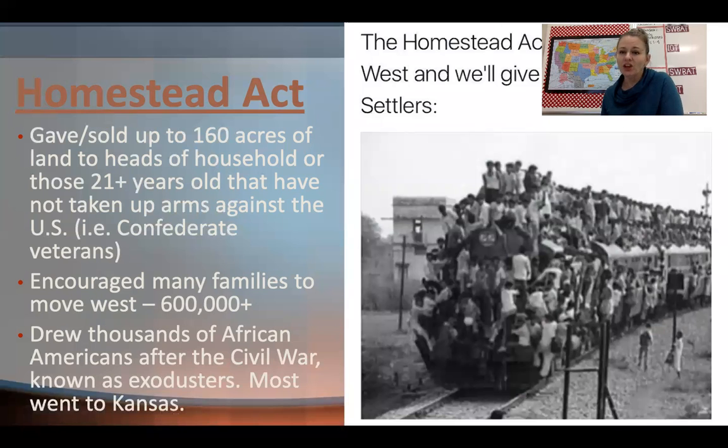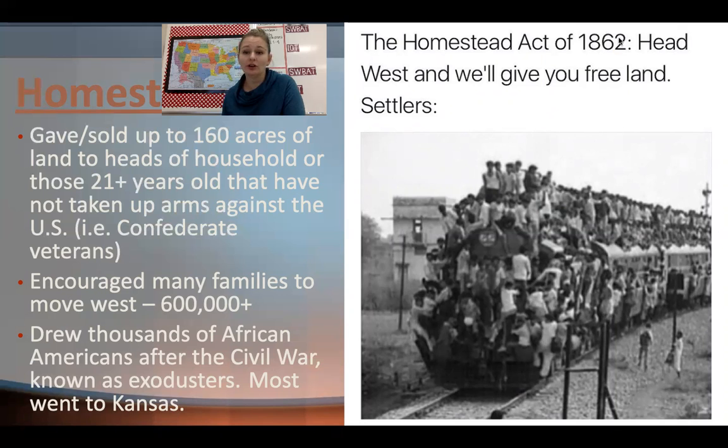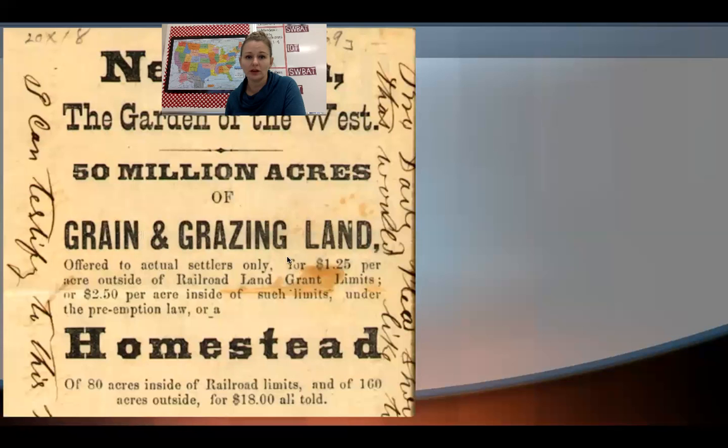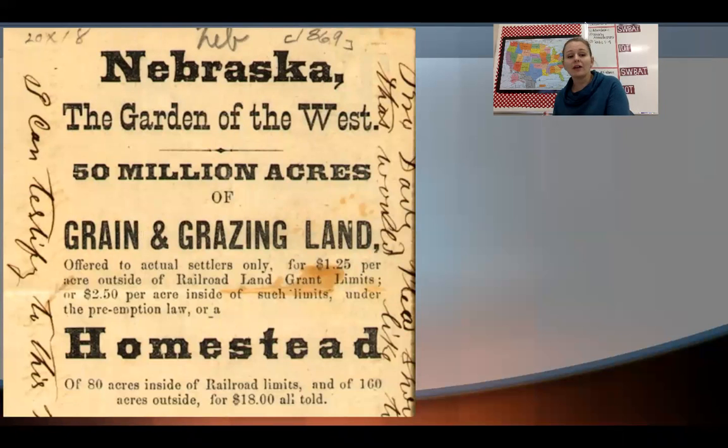So here we just got a little meme. The Homestead Act of 1862, so passed during the Civil War. Head west and we'll give you free land. And you can see the meme here is trying to make the joke that like everybody was on board to go out and do that. So here is an advertisement to try and get people to move out west. This is from 1869, Nebraska, the Garden of the West. They're telling people, look, we've got all of this grain and grazing land, 50 million acres of land.